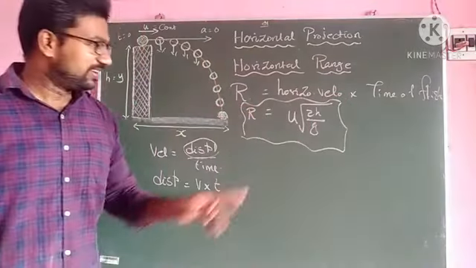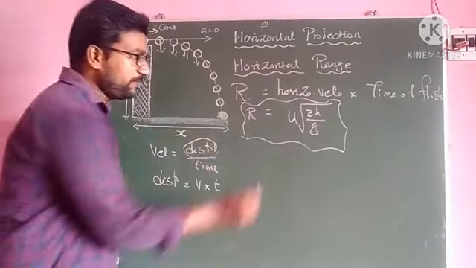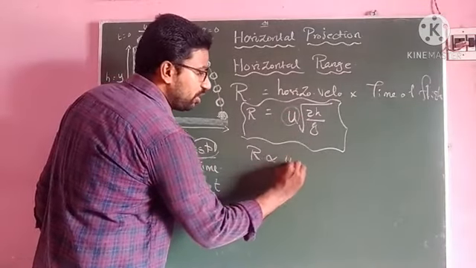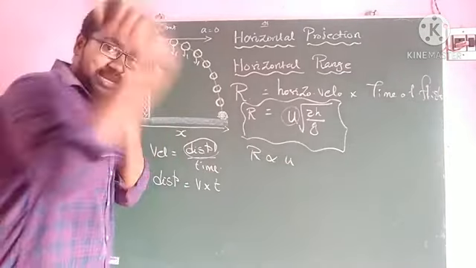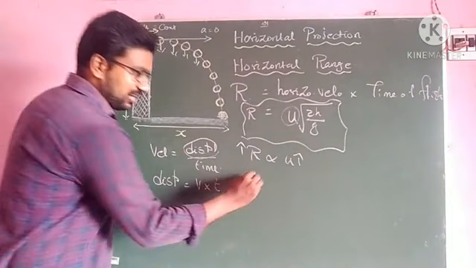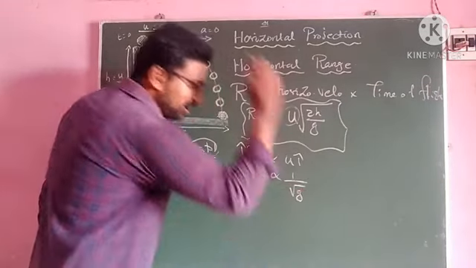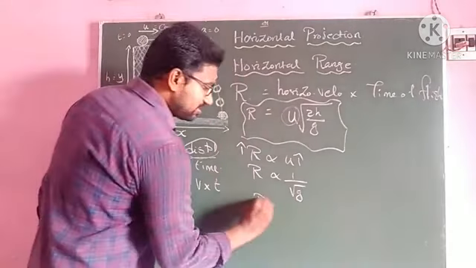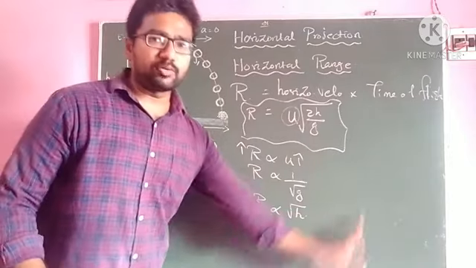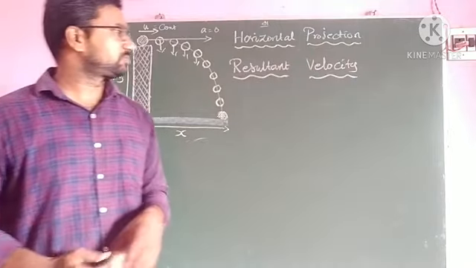And particularly, listen here, students. The horizontal range mainly depends upon initial velocity. That means the range is directly proportional to initial velocity. If you increase the initial velocity, the range will increase. And the range is inversely proportional to the square root of gravitation, and directly proportional to the square root of the height. These are all important points. You just keep it in your mind and substitute in the problems.